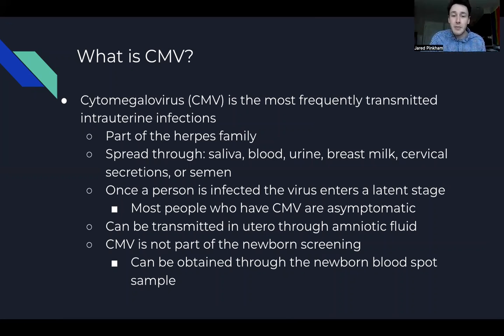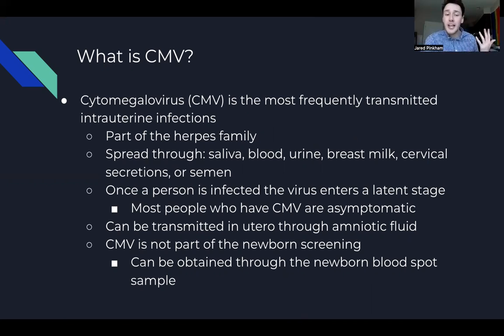Same thing with CMV. It is spread through saliva, blood, urine, breast milk, cervical secretions, or semen. It is most commonly transmitted from children to older adults because children are most likely to have it, and they spit on toys, sneeze, and don't cover their mouths. Mainly that's how it's transmitted. Once a person is infected, the virus enters a latent stage. Most people who have CMV are asymptomatic, especially older adults who have stronger immune systems. So you watching this video may have CMV and not even know because you're asymptomatic.